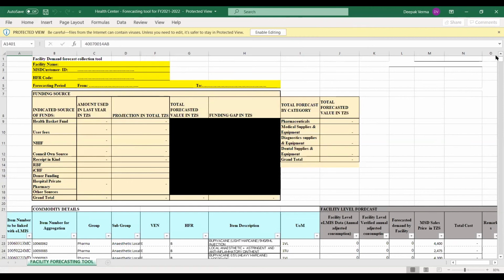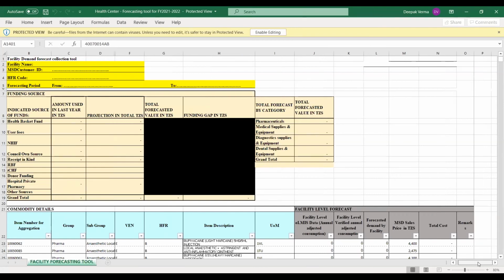Then we have column M, which has the price of MSD and the total cost. There is a formula there which will multiply the demand forecast and the price of MSD. Then we get the total cost of that particular forecast. Also, we have remarks there. If there is any comment the facility needs to share with their administration area, especially the council, they should put their remarks. So this is the field that the facility will need to fill.